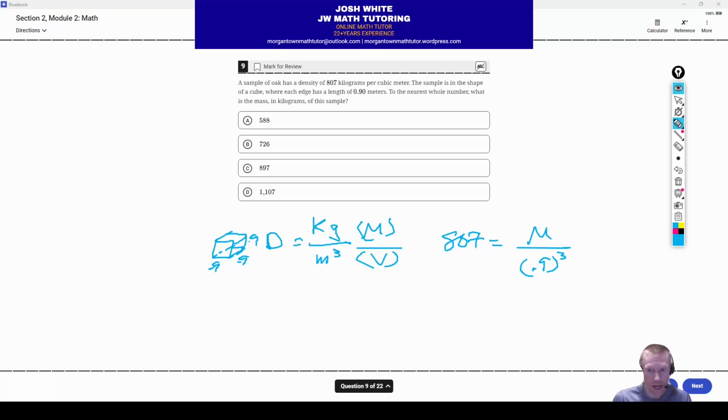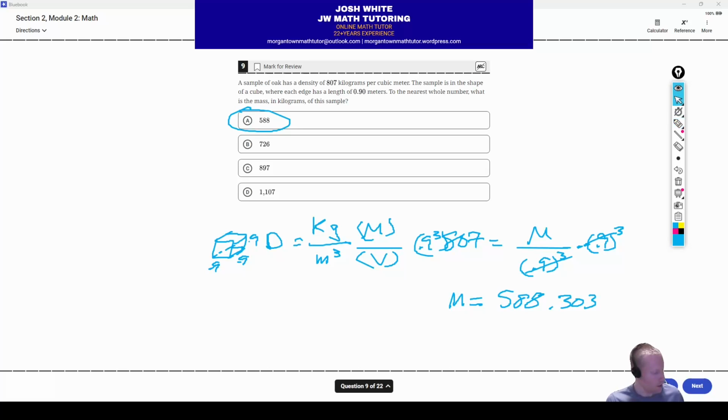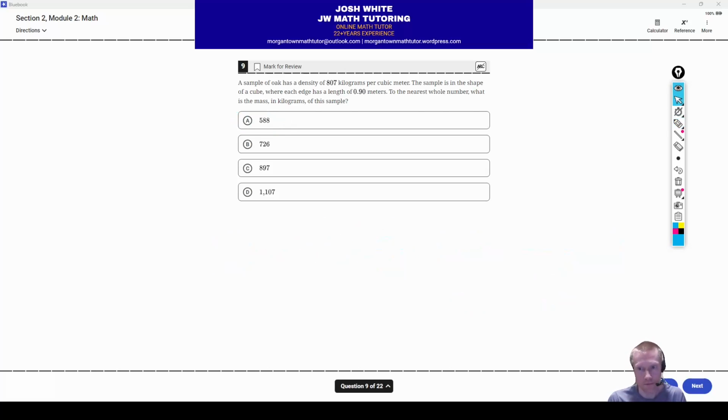So you just do that, and then you multiply by that on both sides, and the mass is going to turn out to be 588.303. That you can just do in Desmos. Again, here you multiply by 0.9 cubed, or you can just get the decimal equivalent and multiply by that on both sides. So the correct answer is just going to be A. To the nearest whole number, well, it just rounds to 588. So that's it. Nothing more to do on this problem.